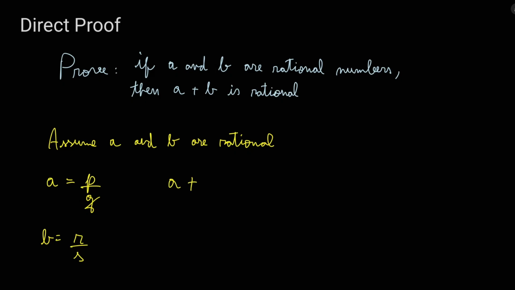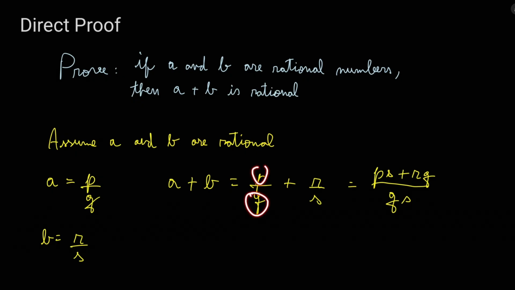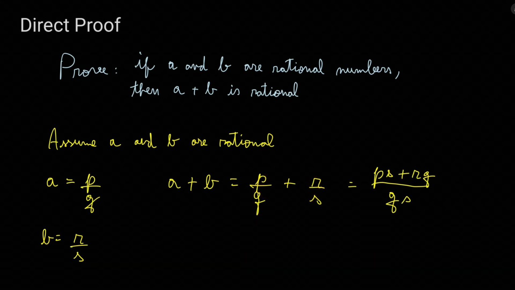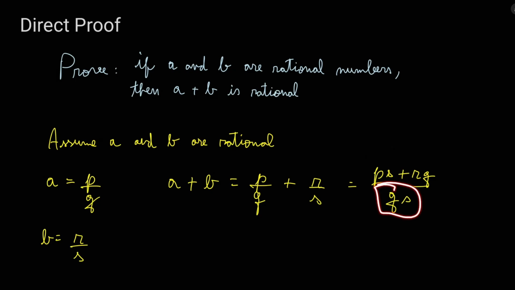So now we're going to do a plus b, which is going to be p over q plus r over s, which is going to be (ps plus rq) over qs. Now again, what do we know about these four numbers here? P, q, r, s. We know they are all integers. And we also know that q and s are integers that are not equal to 0. So this must be a ratio of 2 integers and the denominator is not 0, which means that this is a rational number.